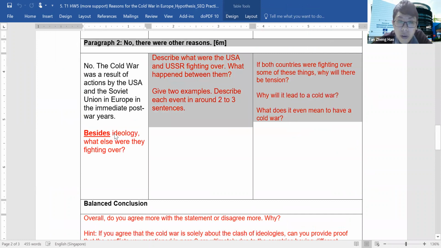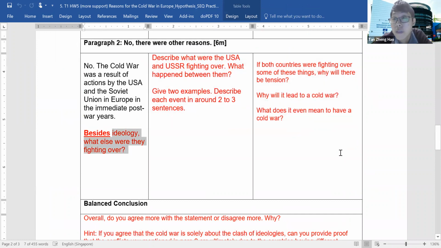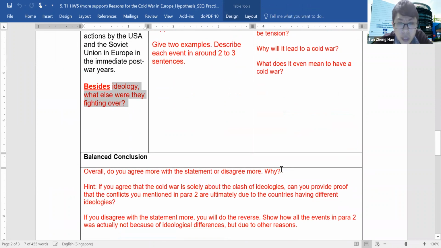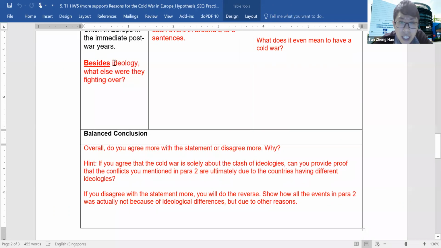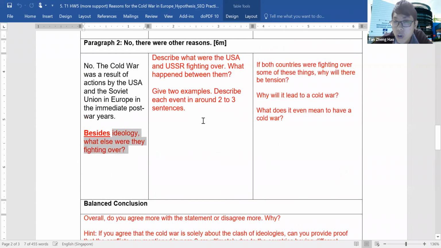For example, in paragraph 2, you say they were fighting over territories, fighting over influence, because they were backstabbed during World War II. You need to explain a bit more. Maybe these other things are ultimately still about ideology. For example, you talk about the two countries fighting over influence in Europe after the war. Is it purely because they were fighting over influence? Were they fighting over influence because they have a fundamentally different ideology to begin with?